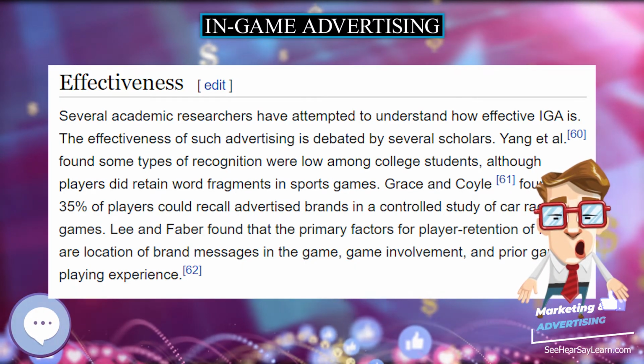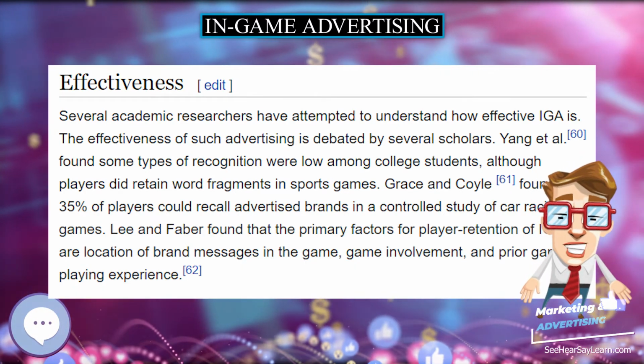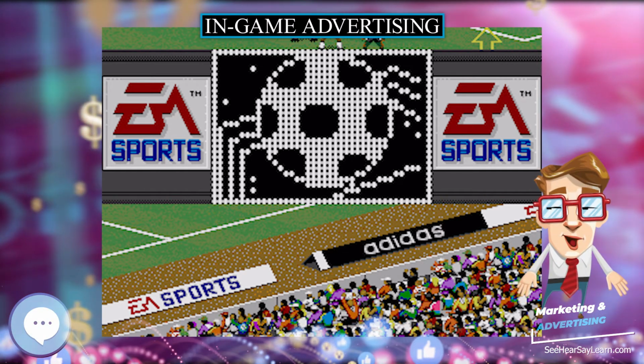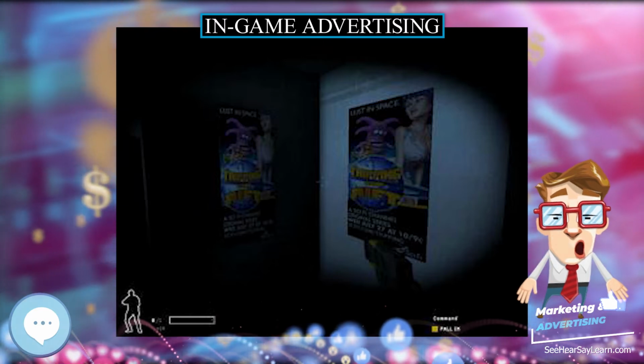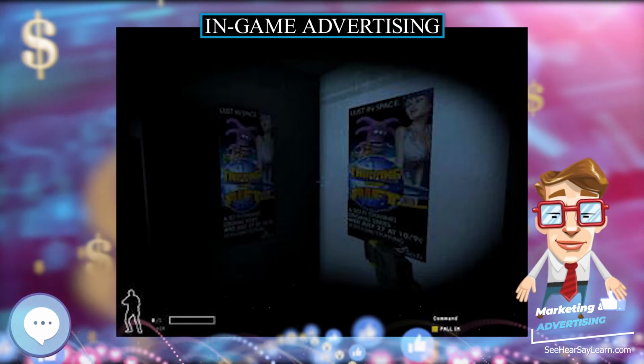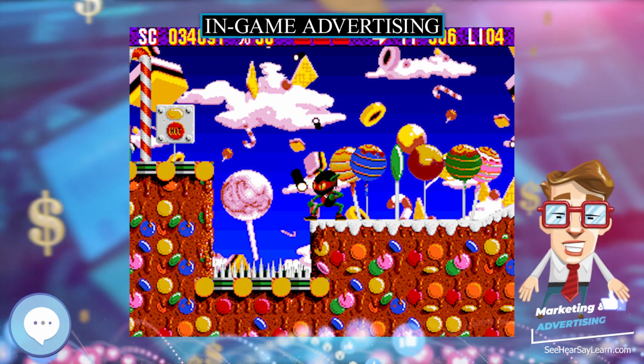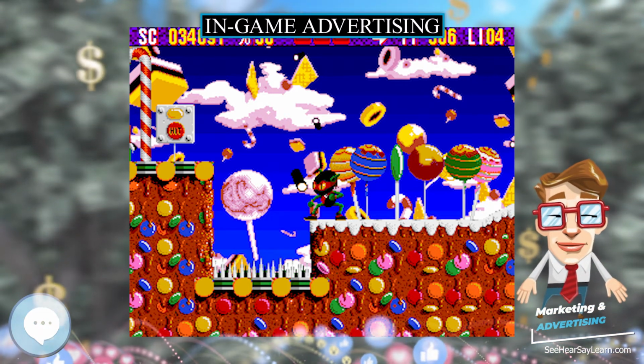However, many advertisers do not embrace video games as a viable advertising medium because of the continuing difficulties in measuring IGA's effectiveness despite the implementation of gameplay metrics, uncertainty about how many viewers the game will reach, and the long development cycle inherent in video games.